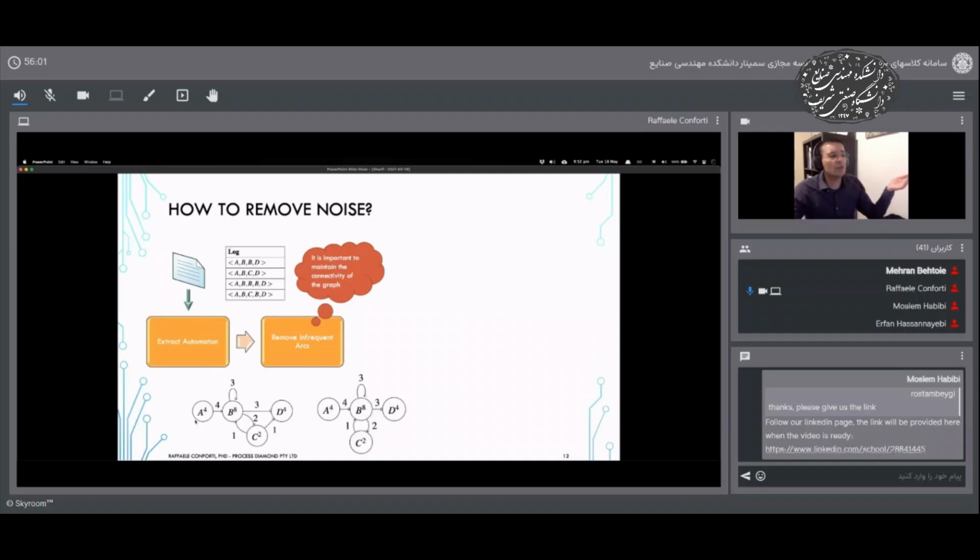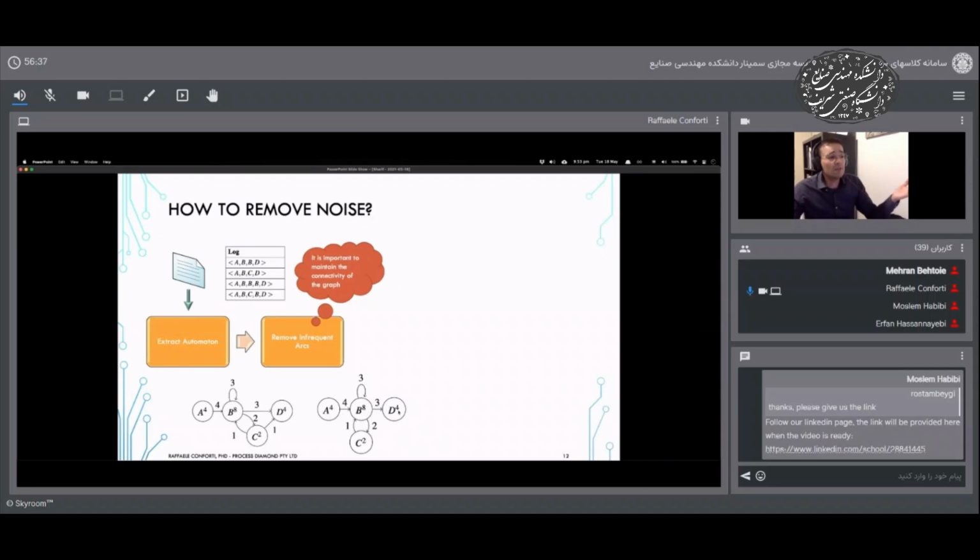Once we do that, we remove all the arcs that are infrequent but that do not damage the connectivity of the graph. In this case, we had to choose: we either remove the arc that goes from C back to B, or the arc that goes from C to D. We have to pick one of the two. In this case, I decided to remove the one that goes from C to D. Because at this point, no matter where I am in the graph, I can always reach the end. So I can do A, B, D, A, B, C, B, C, B, D, A, B, B, D, and so on and so forth.